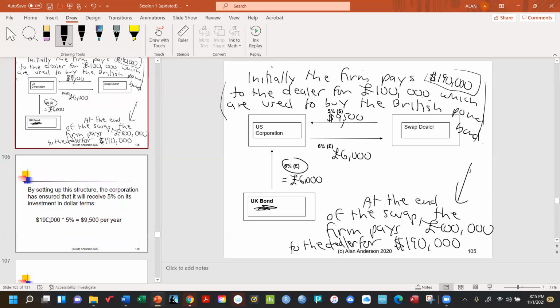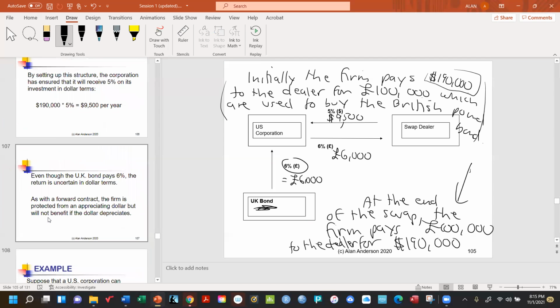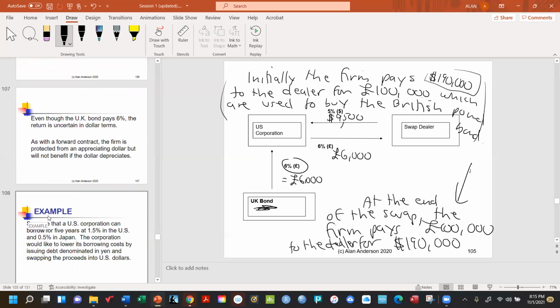So what that means then is that we are able to, in spite of the fact that we own a British pound bond, we're earning dollars from that investment because we're trading our pounds for dollars. Okay, so that avoids the risk that the dollar will appreciate, reducing the value of our payments. So in other words, if the corporation suddenly says to itself, hey, wait a minute, we think the pound is going to get weaker, that means we better do this because it'll help reduce the risk that we'll lose money.